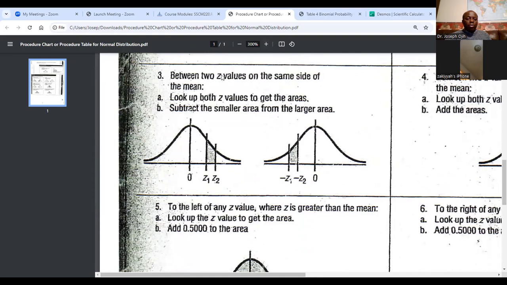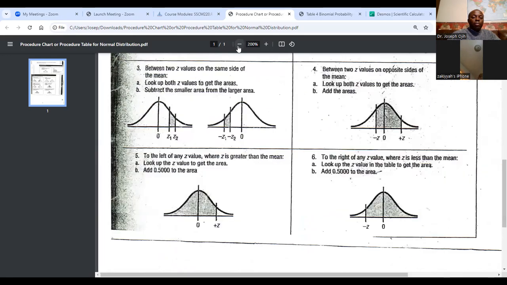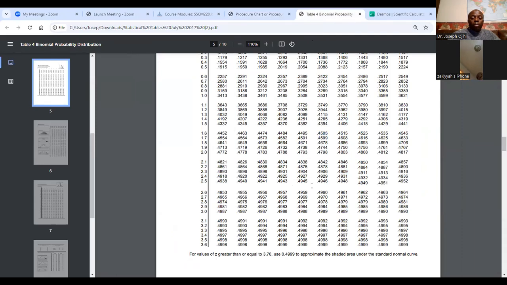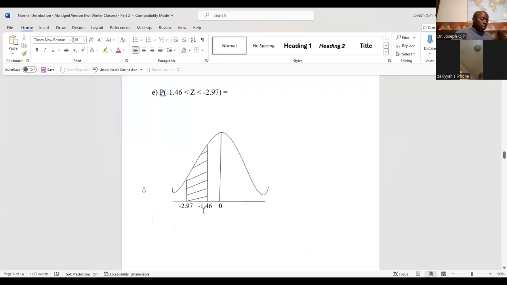It says between two z values on the same side of the mean, look up the z values to get the areas, subtract the smaller area from the larger area. Subtract the smaller area from the larger area. So that means we go to the table to look for what we are looking for. Negative 2.97, write them down. It is 2.97 and negative 1.46.